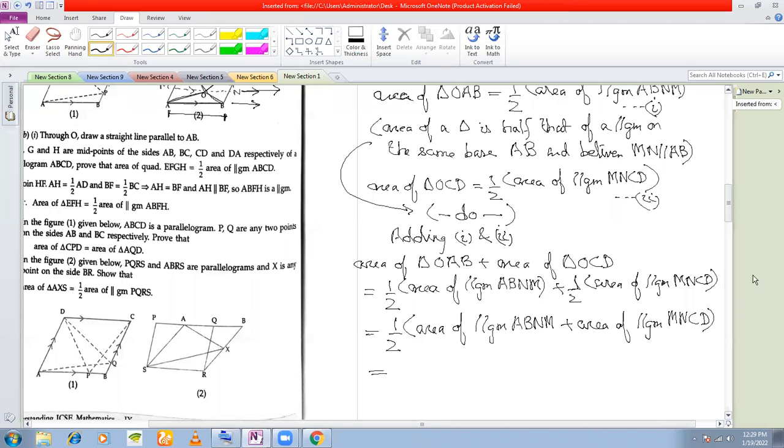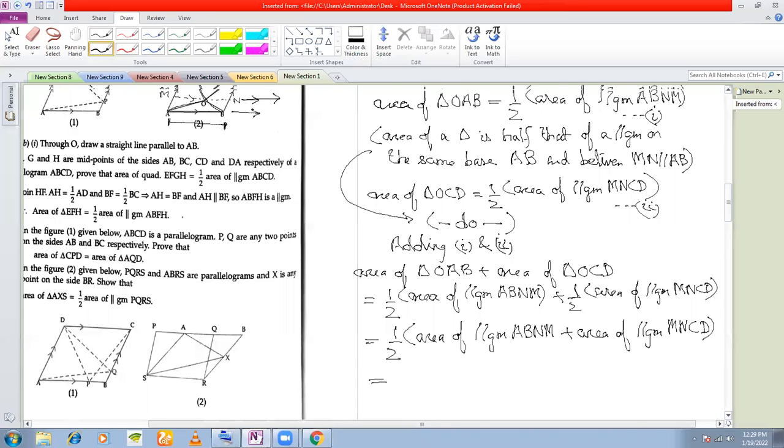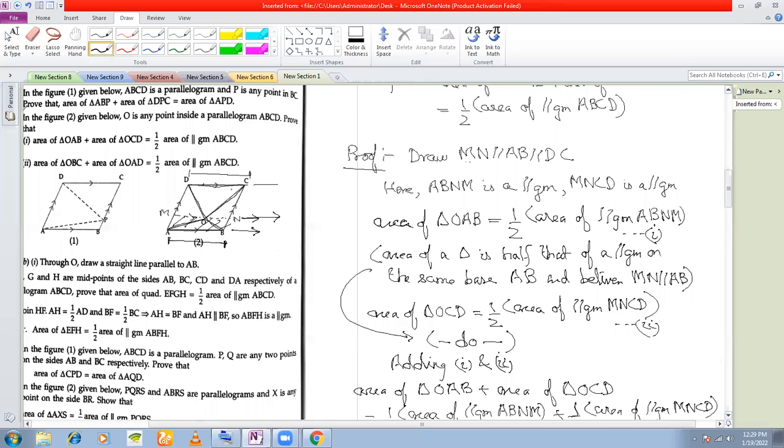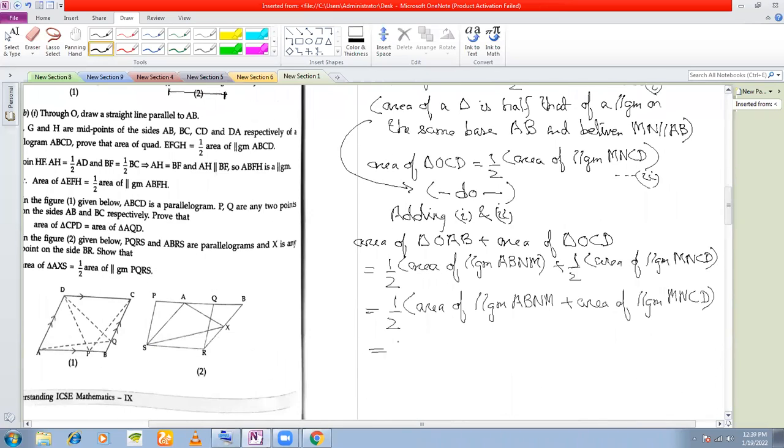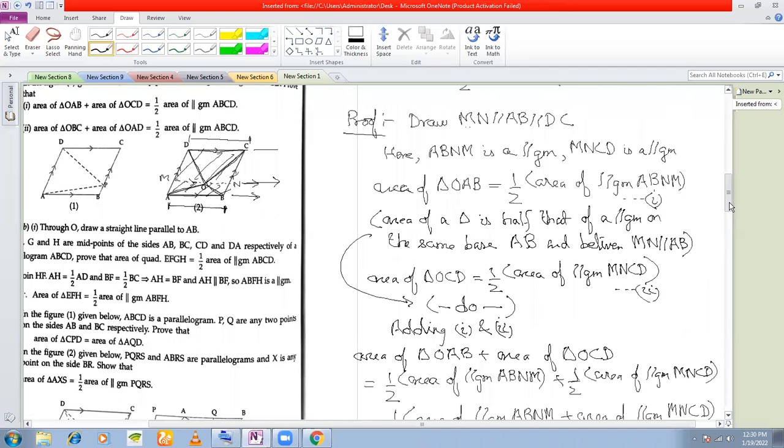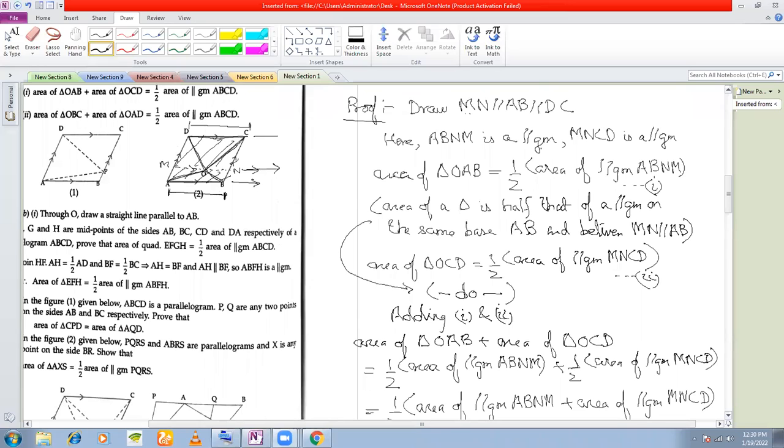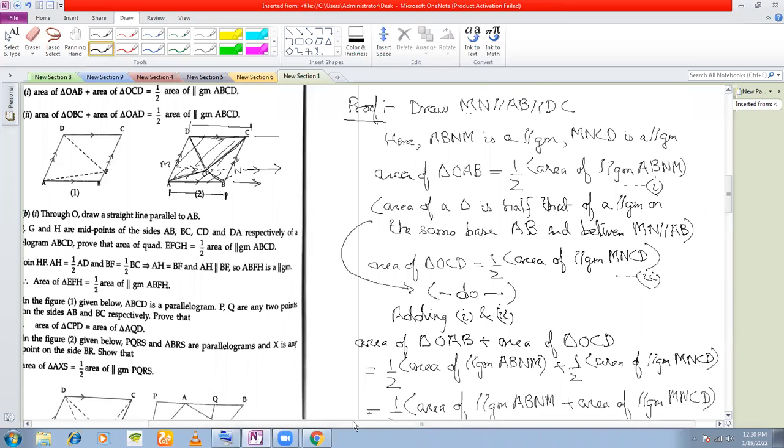But what is the sum of the areas of these two parallelograms? Area of this parallelogram plus area of this parallelogram is equal to area of parallelogram ABCD, right? So it is equal to half area of parallelogram ABCD. And that is the required proof. Clear with this? First part of the proof is over. Any question? Okay. So I'll stop here.